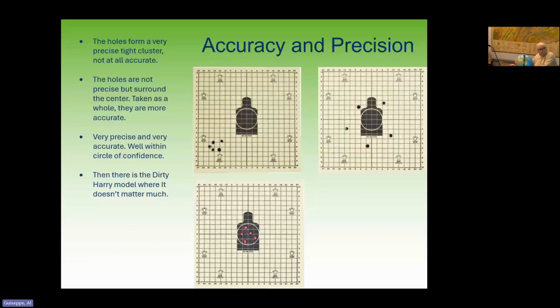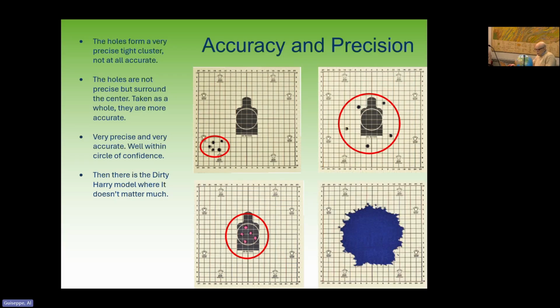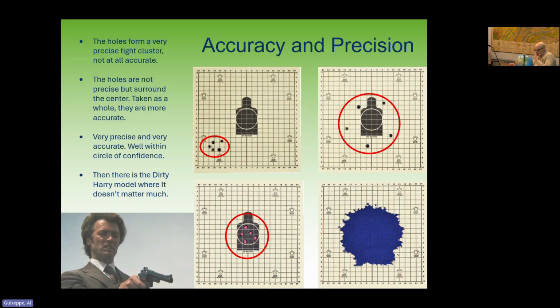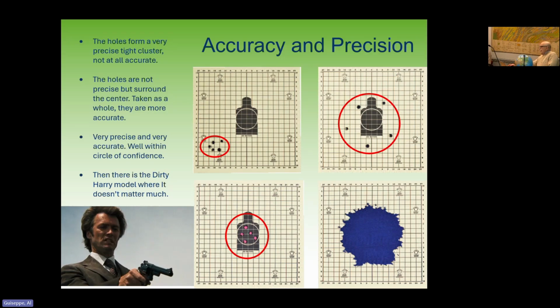So accuracy, that first set right there, that's a nice tight shot, but it's off target. The next one, taken as a whole, if you draw circles around the shots, you're pretty much in the middle. So it's accurate, it's not very precise. And then there's this, now this is really what you want. Nice tight circle, precise and accurate.